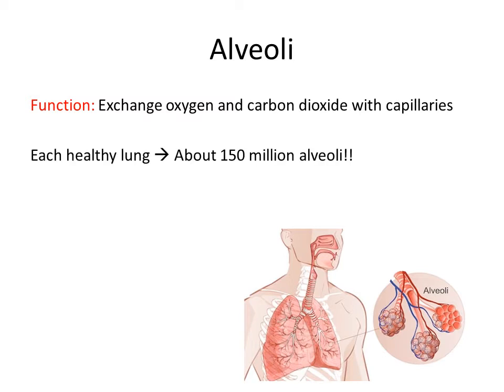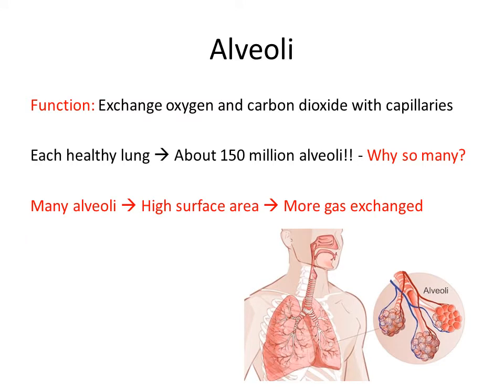Every healthy lung should have about 150 million alveoli. 150 million. That's huge. Why do they have so many? Well, many alveoli means a high surface area, which means more gas is exchanged. Remember this: we have so many alveoli because it creates a higher surface area and more gas is exchanged.